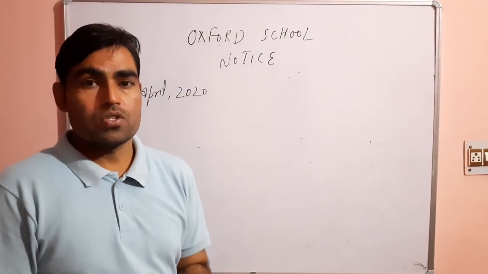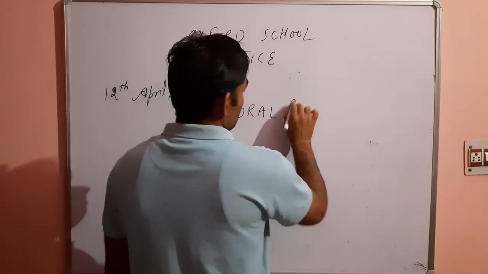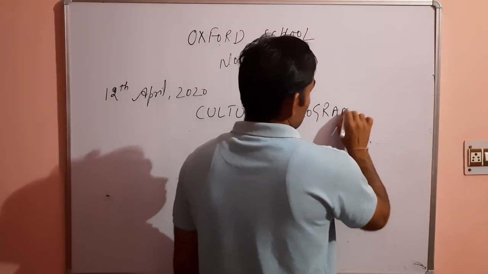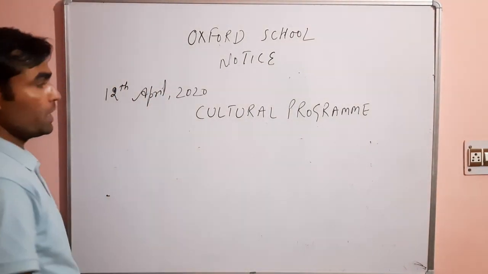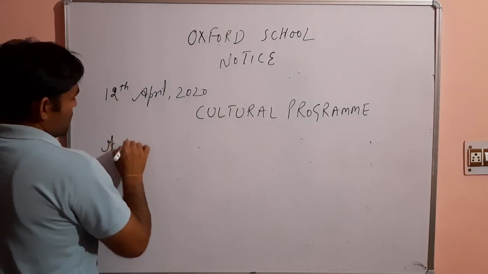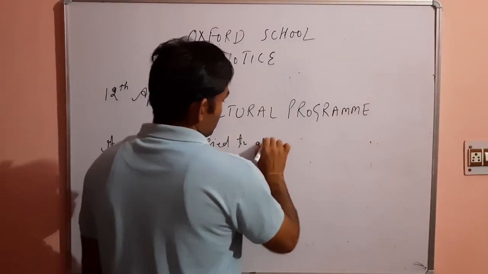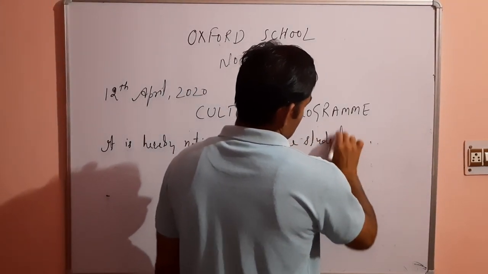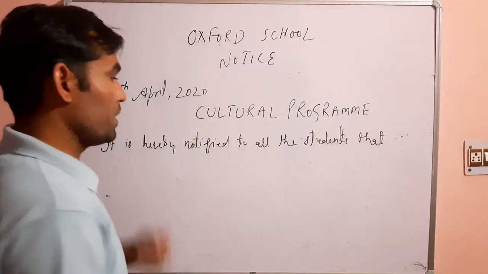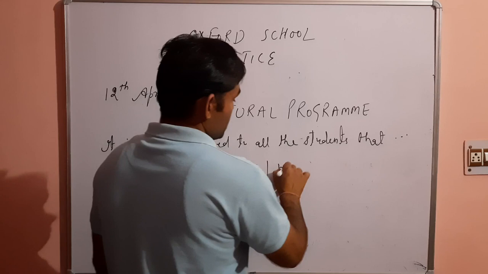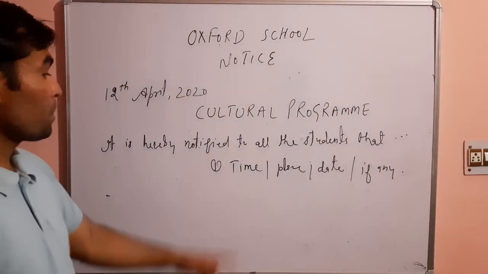And after that you are supposed to write the title of that notice. What was the title? What was the information? The information was cultural program. Cultural program. And after that you write: it is hereby notified to all the students that... Now after this you are supposed to write the three things which I mentioned earlier. First, time, place and date. If there is any last date, you also have to mention that date.